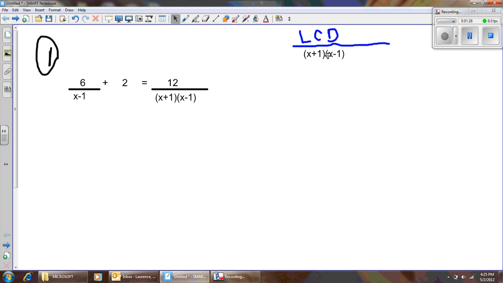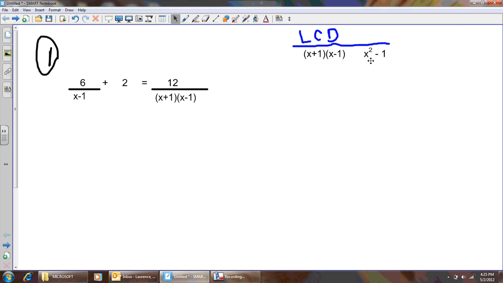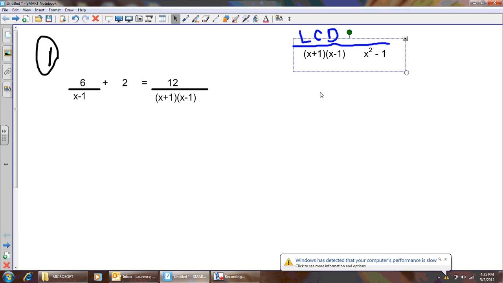Now, I might make a little mental note here that I know that is the same as x squared minus 1. And you'll see why I made that little mental note. Now, this first fraction here, the 6 over x minus 1, I'm not going to try to get a common denominator. Instead, what I'm going to do is get rid of my fractions.